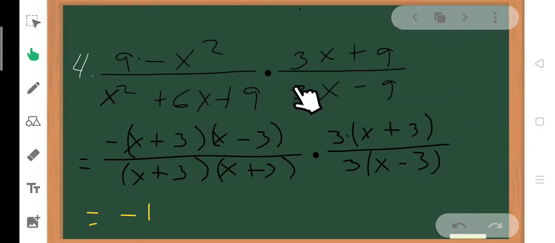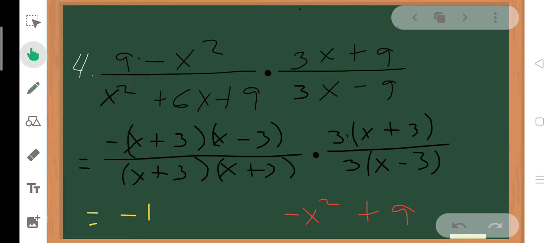Okay. Now for this polynomial, 9 minus x squared, we can rewrite that in descending order of power. So we can have negative x squared plus 9. This polynomial 9 minus x squared is also equivalent to negative x squared plus 9. And then if we take out the common monomial factor for negative x squared plus 9, we have negative 1.